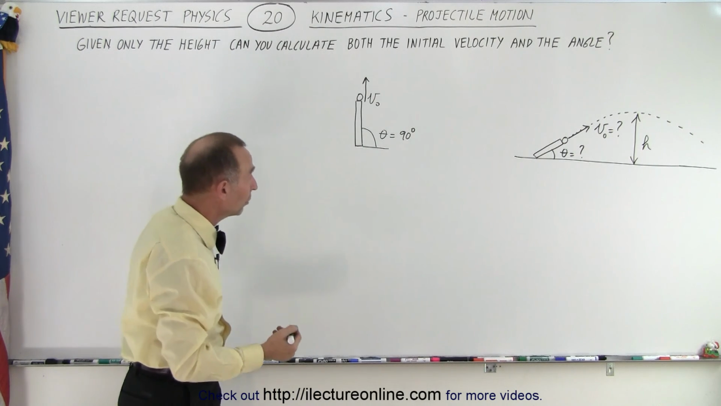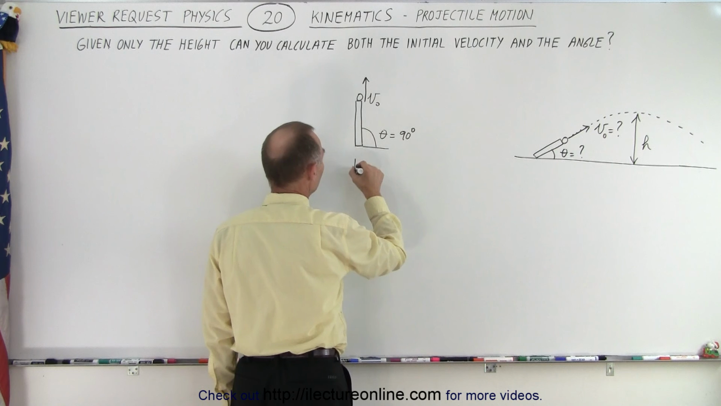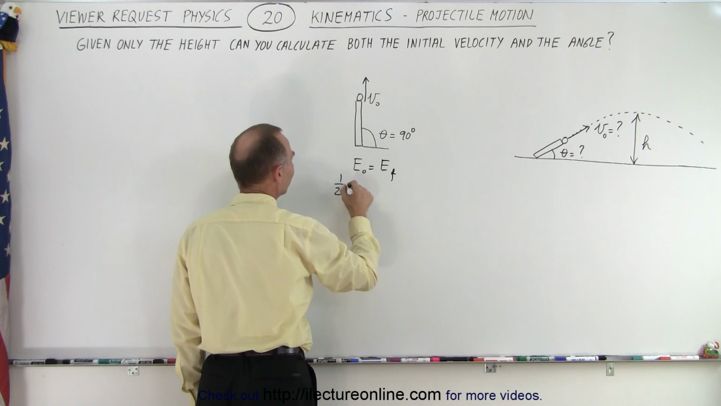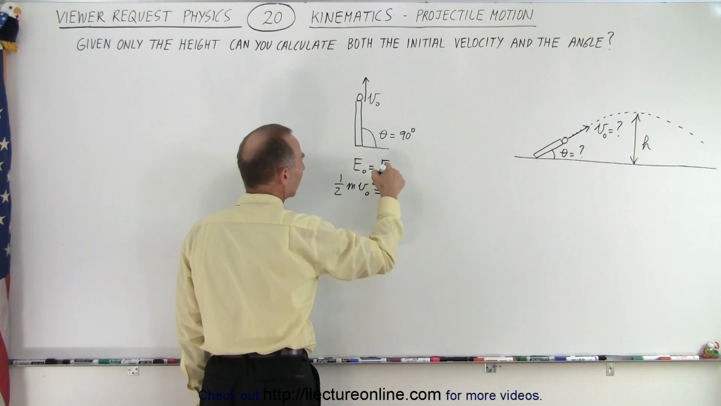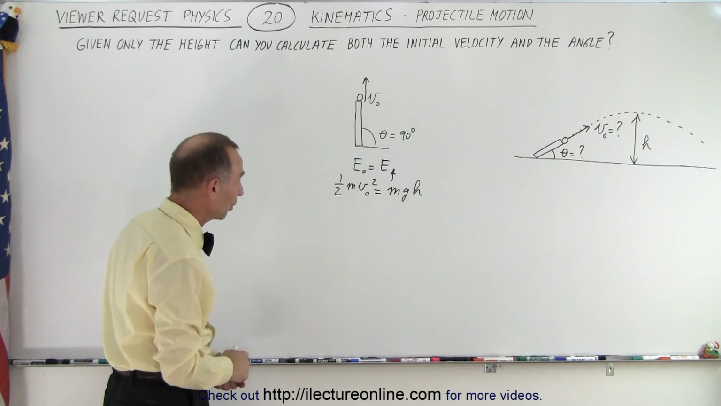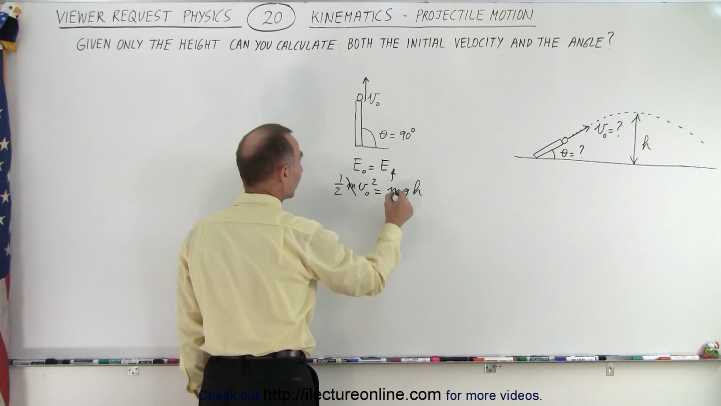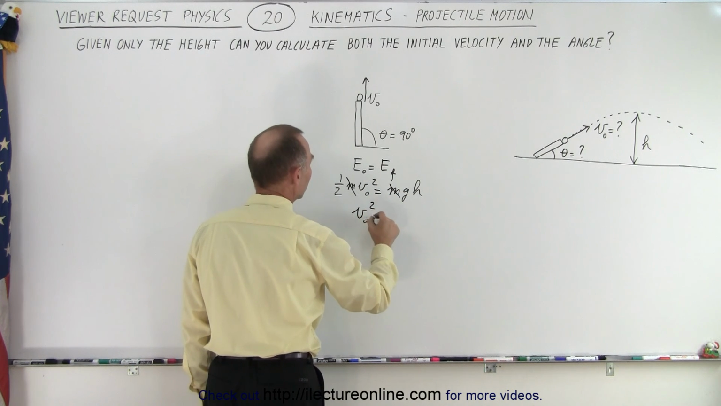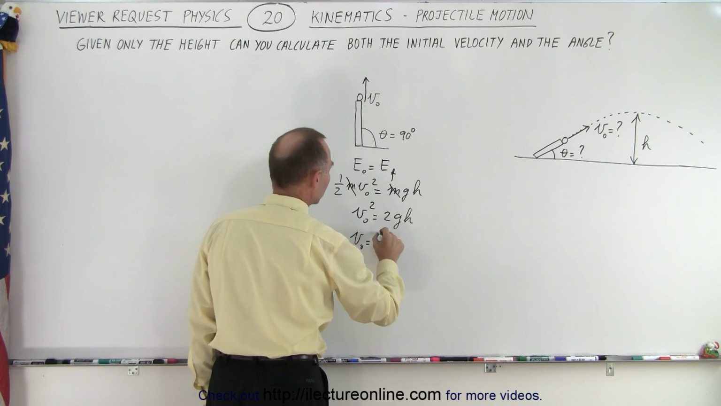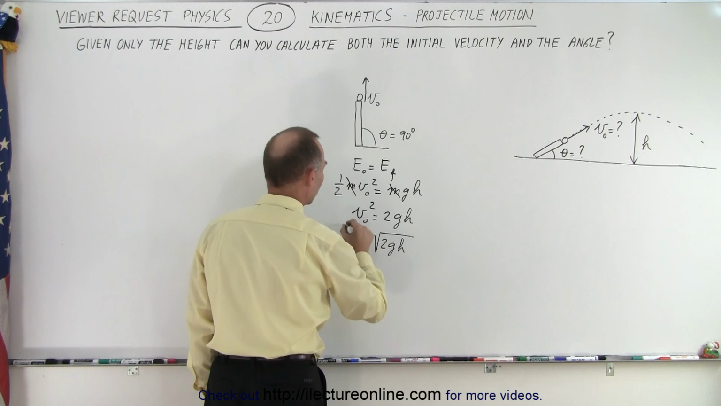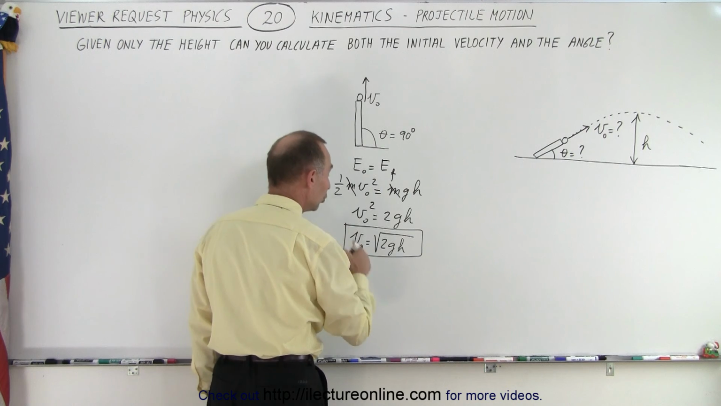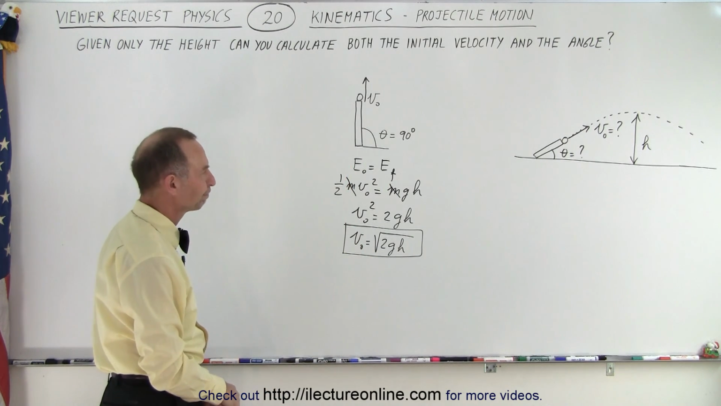And the answer is yes, because at that point we can say that energy initial is equal to energy final. The initial energy would be 1/2 m v initial squared, and the energy final would be mgh, and no energy would be lost because of friction or wind resistance. The m cancels on both sides, so v initial squared is equal to 2gh, or v initial is equal to the square root of 2gh. So we know that the initial velocity necessary to reach height h is equal to the square root of 2gh.